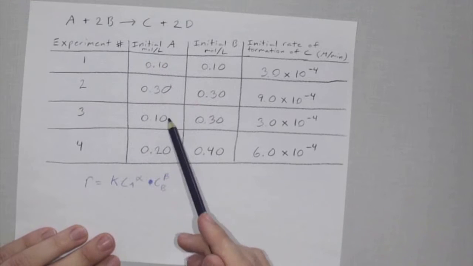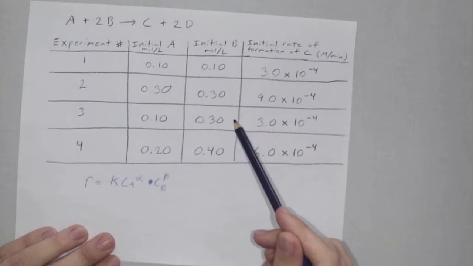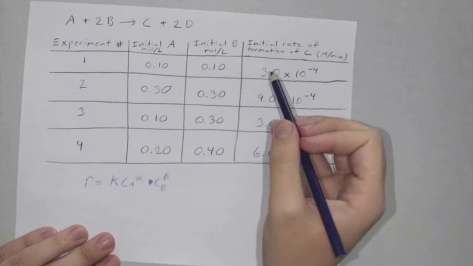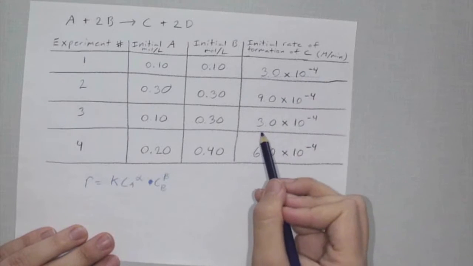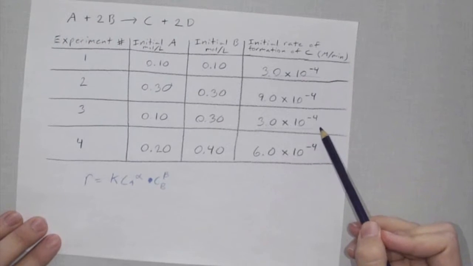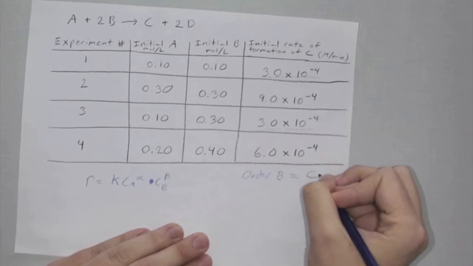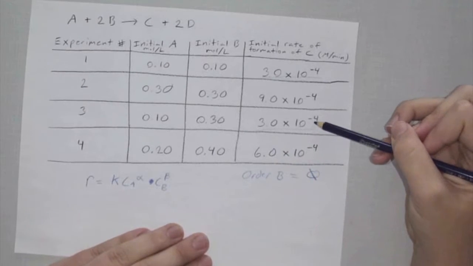In the next experiment, A is the same as above, but B has changed from experiment 1. However, we can see over here that the initial rate of formation has not changed at all. So we've tripled the amount of B, but there's no change in rate. What that tells us is that the order of B has to be equal to 0, since the rate of formation did not change at all.